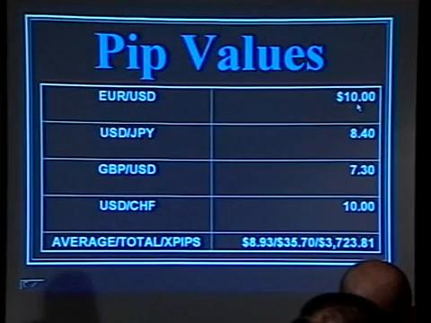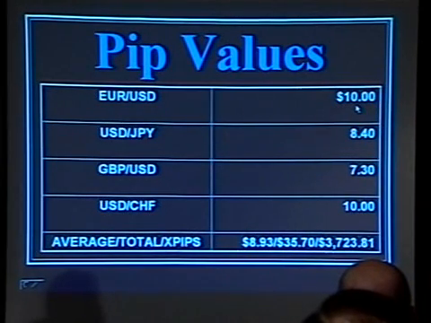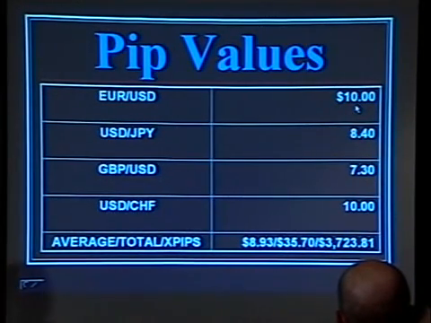Pip values. I assume everybody knows what a pip is. Like if the euro's at 2200, the rightmost digit, the 0, is a pip, or a point, or a tick. All three things mean the same thing. And the value of a pip can change. In the case of the euro, it's $10.